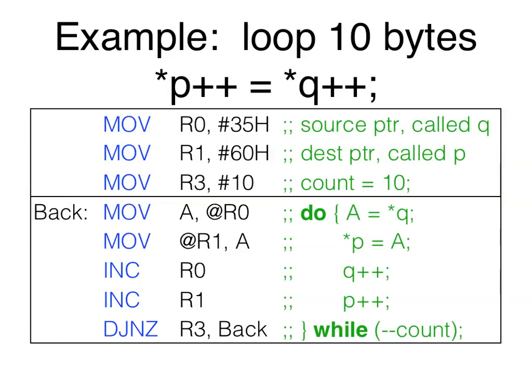And so it basically does the move A comma at R0, and so that's to load the byte from the source, right? And then move at R1 comma A, so that writes it to the destination, and then you increment both pointers, right? And then DJNZ to decrement the count, right? And so as you can see, those couple instructions will accomplish the assignment in the loop.